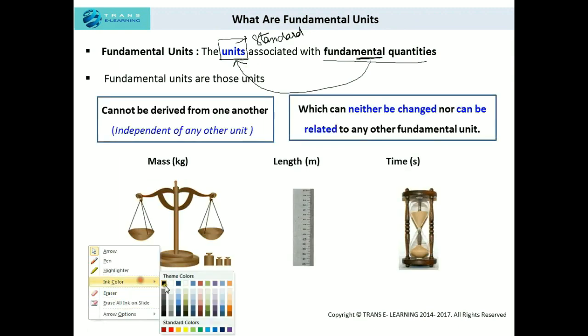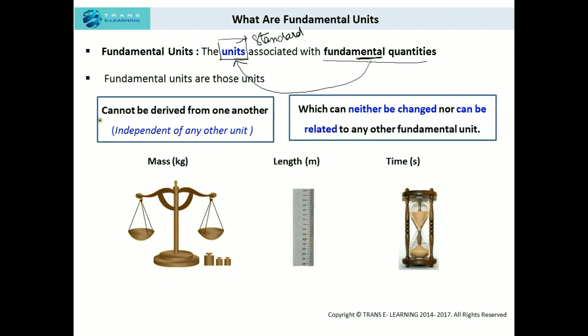Fundamental units have two important points associated with them. The first point is they cannot be derived from one another. Here I have taken the fundamental quantity as mass and its unit as kg. The length is the fundamental quantity and the unit is meter, and the fundamental quantity is time and the unit is second. Now if I ask you, is kg related to meter somehow, or meter is related to second somehow? No, they are not.